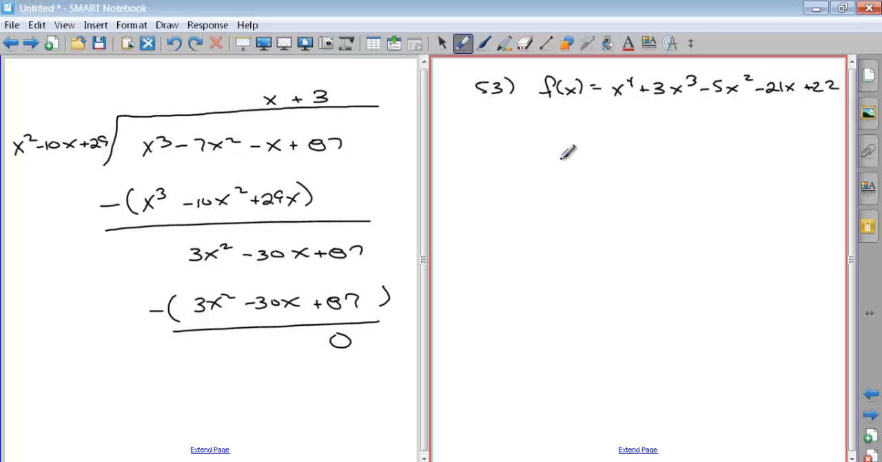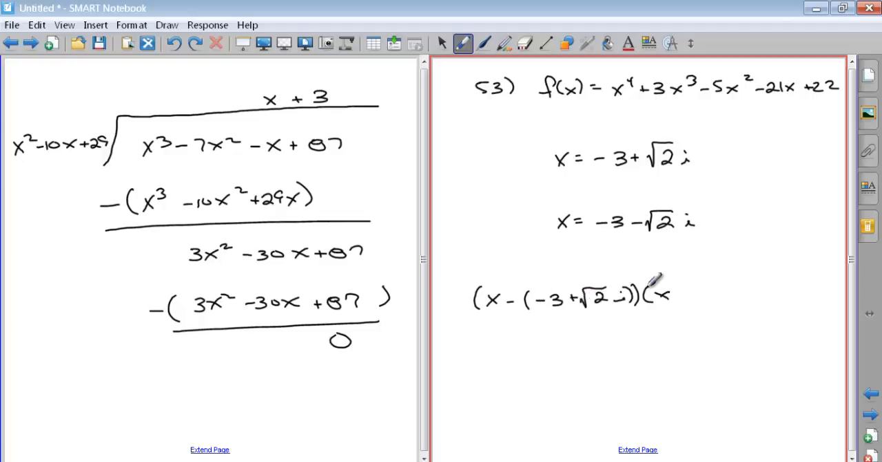The two zeros that they give you, well, they give you one zero, but the other one is implied because it's a complex number. They always come in pairs. So it's going to be -3 minus the square root of 2i. So that's my other complex zero. So the factors associated with this are x minus -3 plus the square root of 2i, and the second factor is x minus -3 minus the square root of 2i.